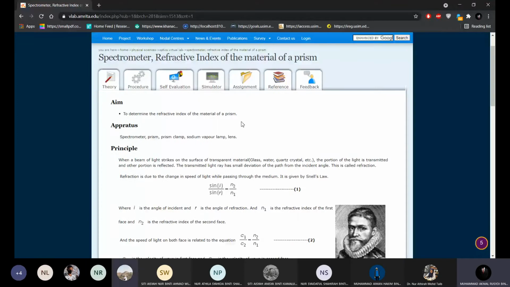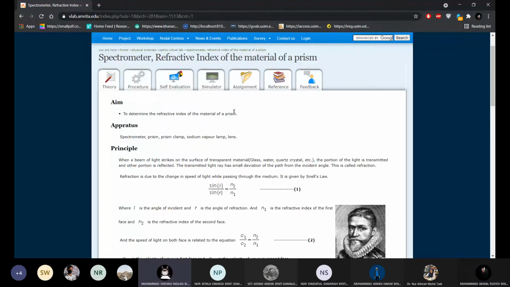Yes. Okay, thank you. Okay, so our group 2 will be presenting about the lab optics about spectrometer, refractive index of the material of a prism. So the aim is to determine the refractive index of the material of a prism.